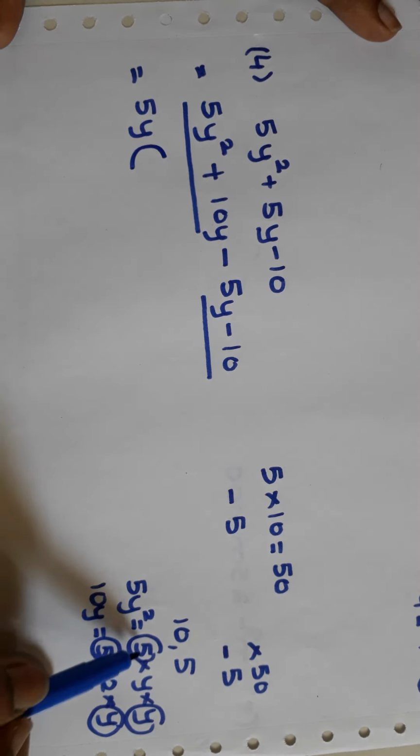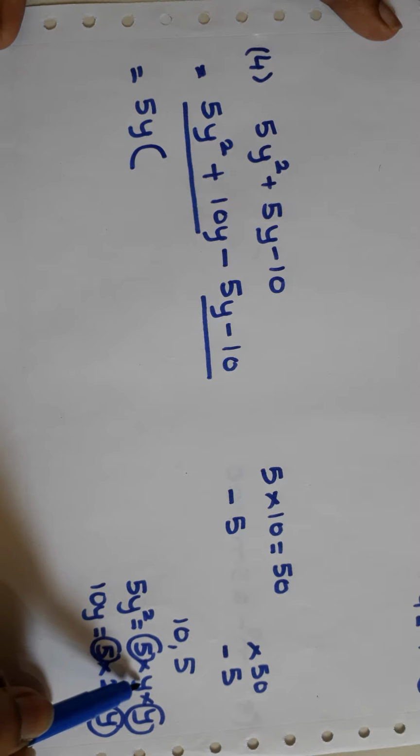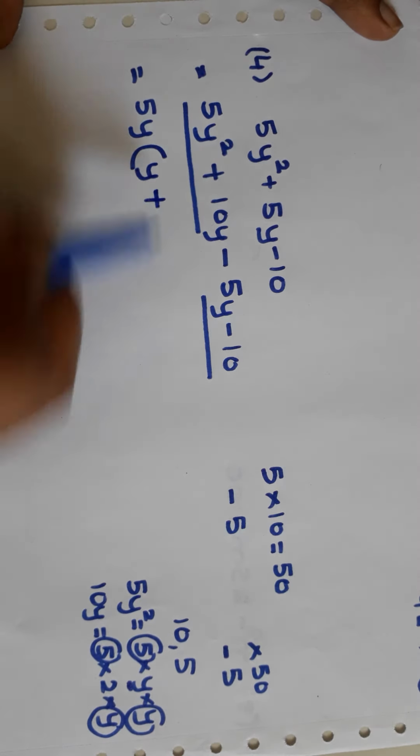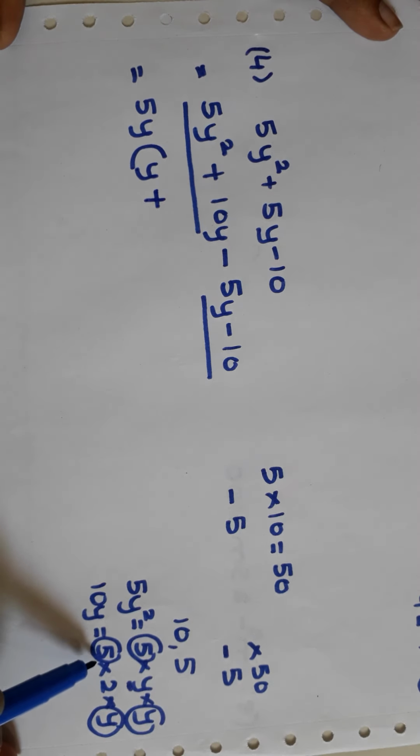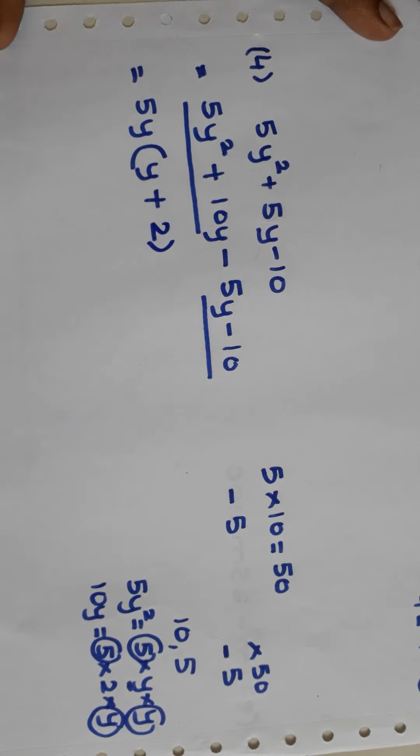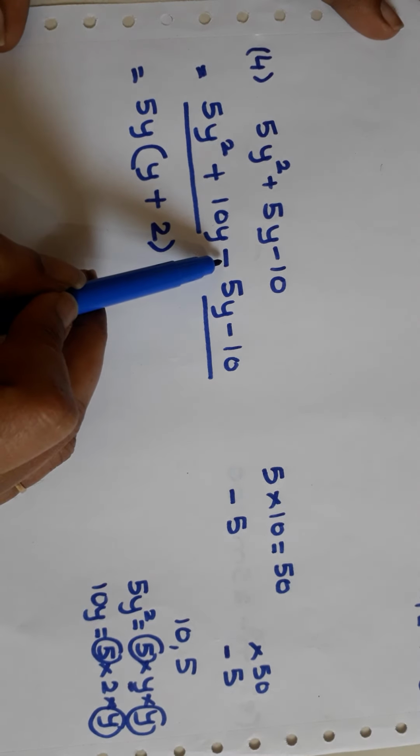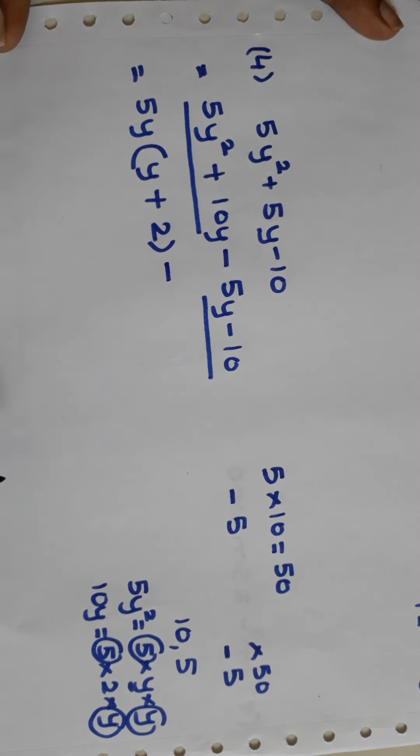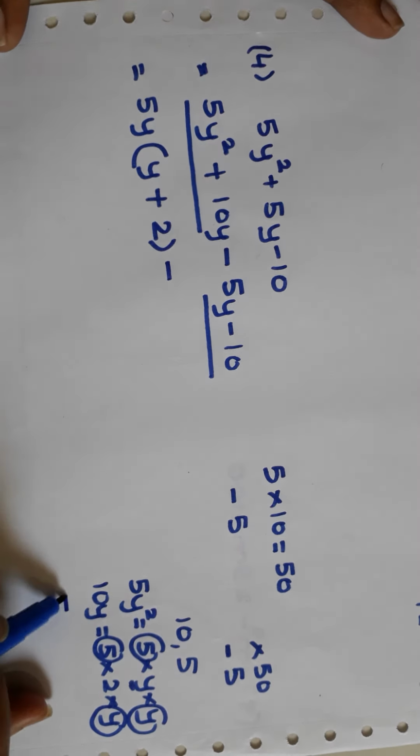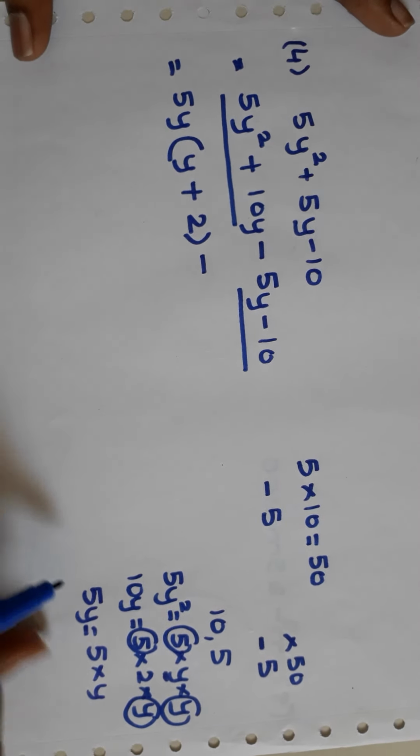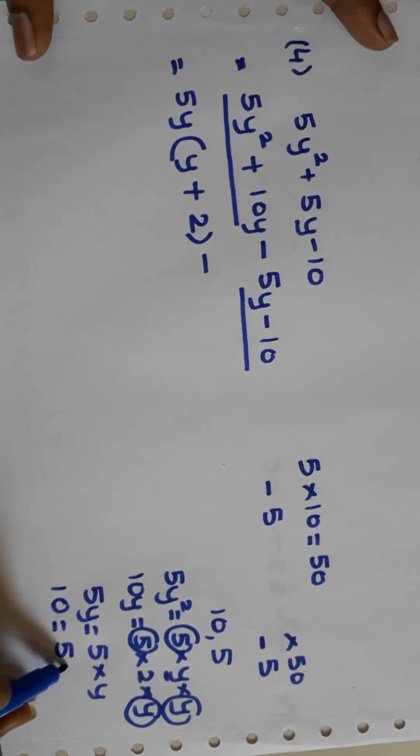So when I take 5y common from the first term, only y is left, and then the sign plus. When I take 5y common from the second term, 2 is left. Here we have a negative sign, so take minus outside. Now 5y is 5 into y and 10 is 5 into 2.